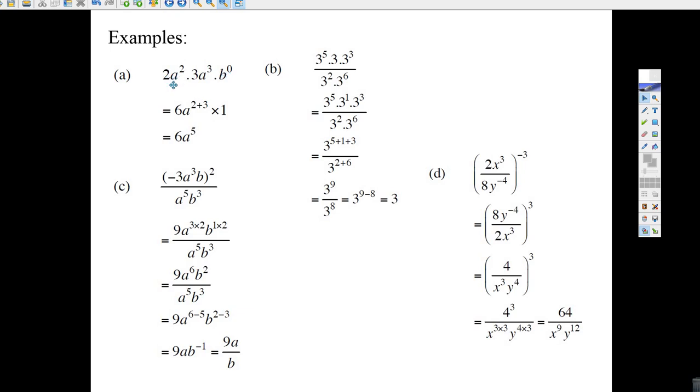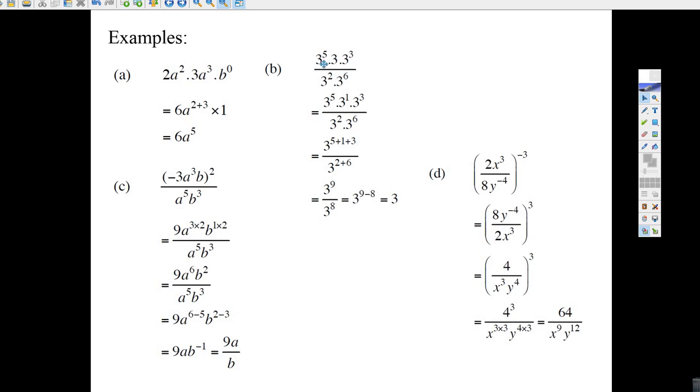So we're supposed to simplify this. Well, 2 times 3, that's just 6. But I can write down the a because it's the same base and go 2 plus 3, and that's 5. And anything to the 0 power is 1. So there, we use the laws of exponents to simplify that.